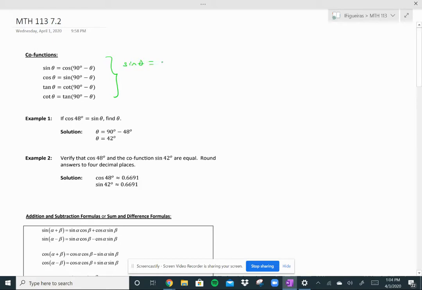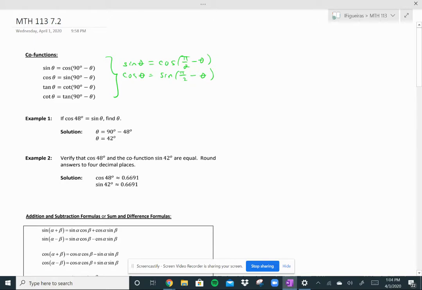The sine of theta would also equal the cosine of pi over 2 minus theta if you're in radian mode, or the cosine of theta equals the sine of pi over 2 minus theta. Remember, pi over 2 equals 90 degrees.